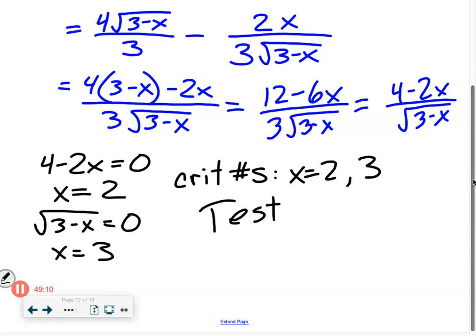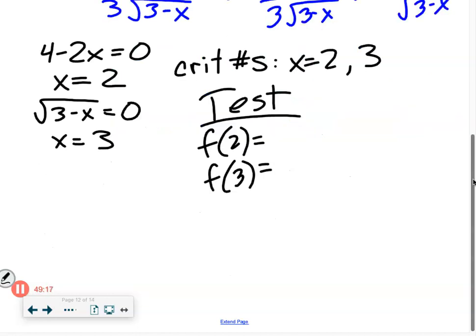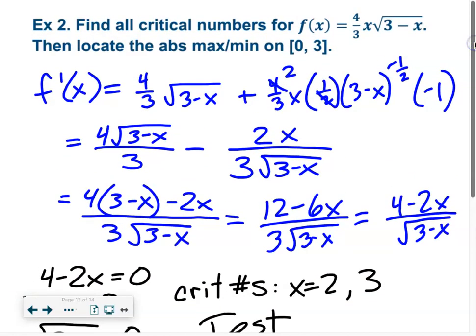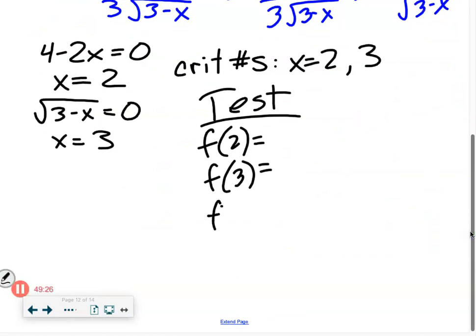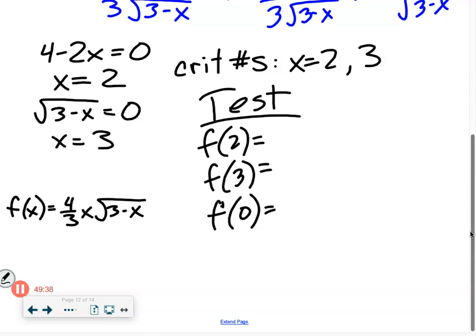We test by plugging in our critical numbers and, oh, I didn't look at the interval, and the endpoints. So we're going 0 to 3, so the other endpoint would be 0. All right, I'm going to rewrite my function. So my function was 4/3 x root 3 minus x. So f of 2 would be 8/3, f of 3 is 0, f of 0 is 0.